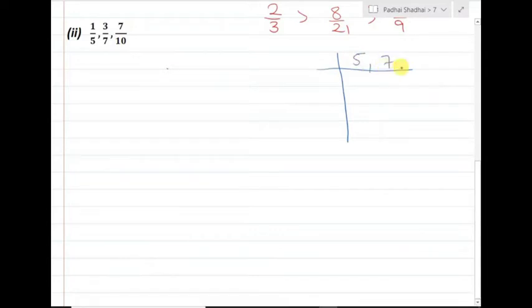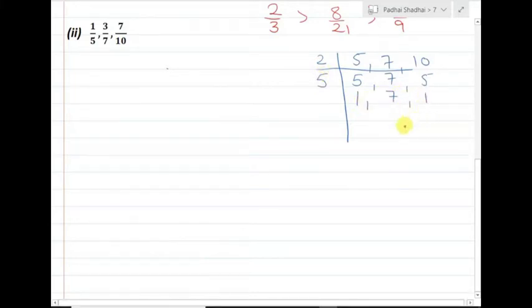5, 7, 10. First we will have to divide by 2 because 10 is divisible by 2. So 2, 5 as it is, 7 also as it is. Here 5 2s are 10, so 5. Again now we will have to divide it by 5. So 5, here 1, 7 and 1.